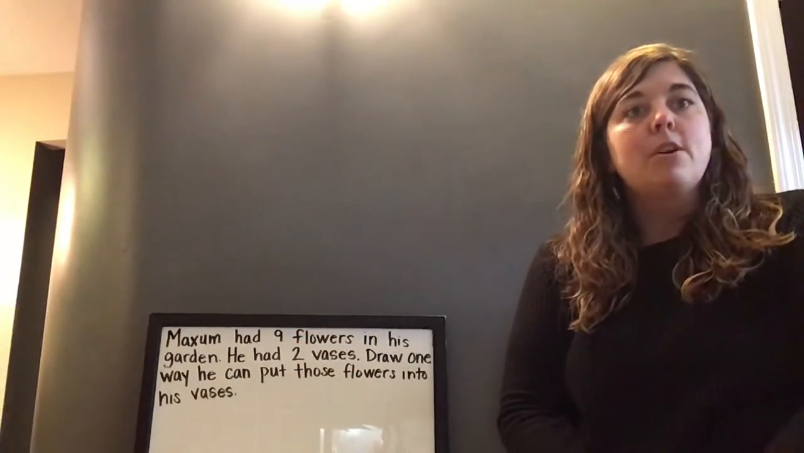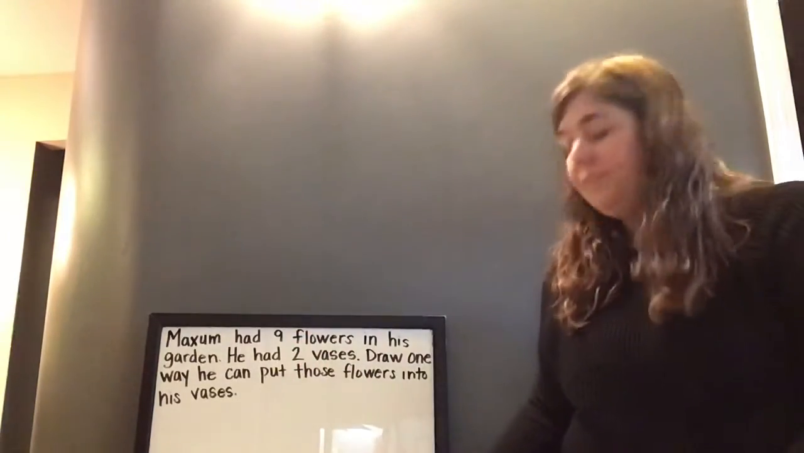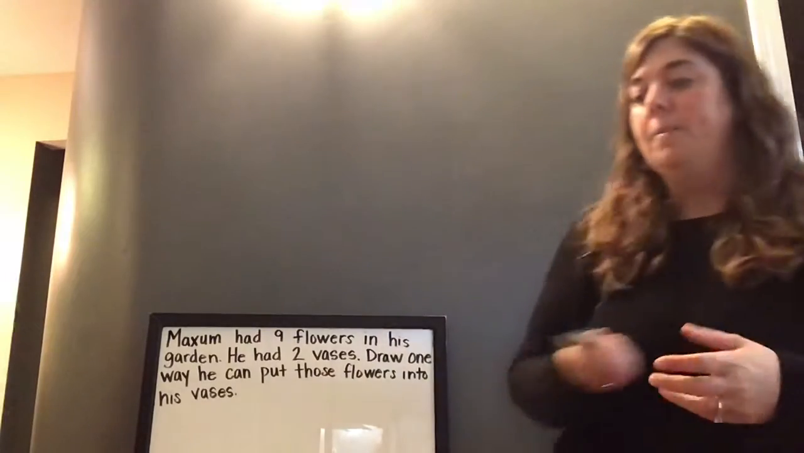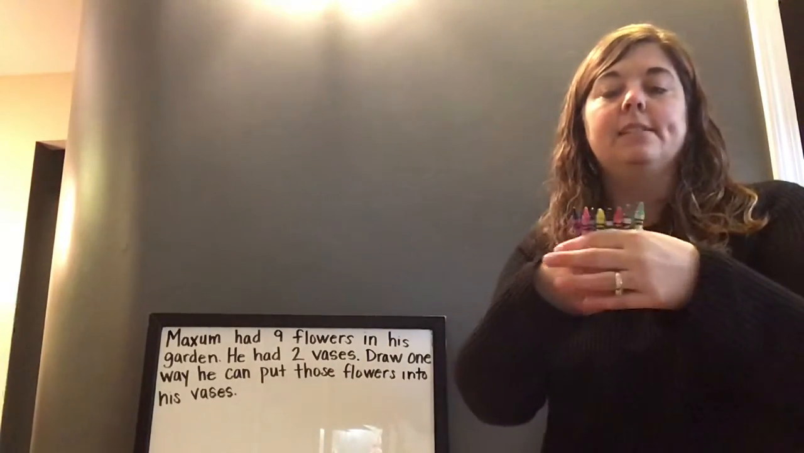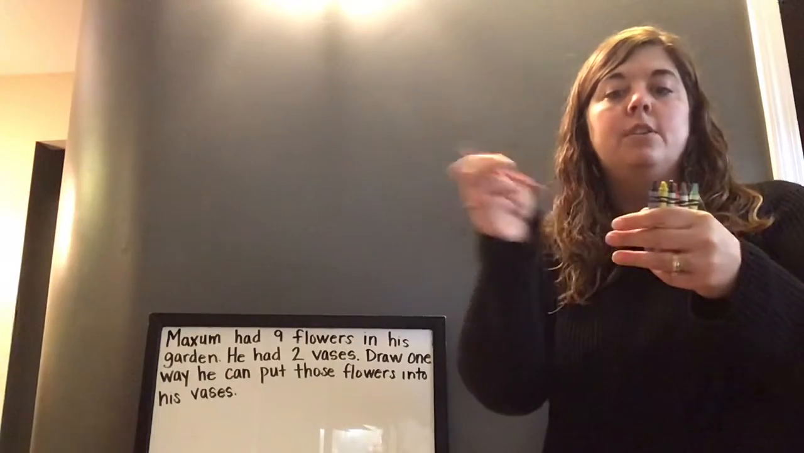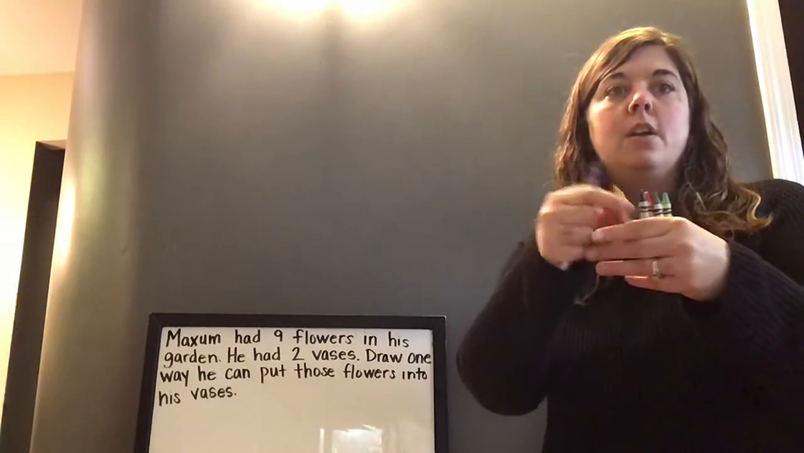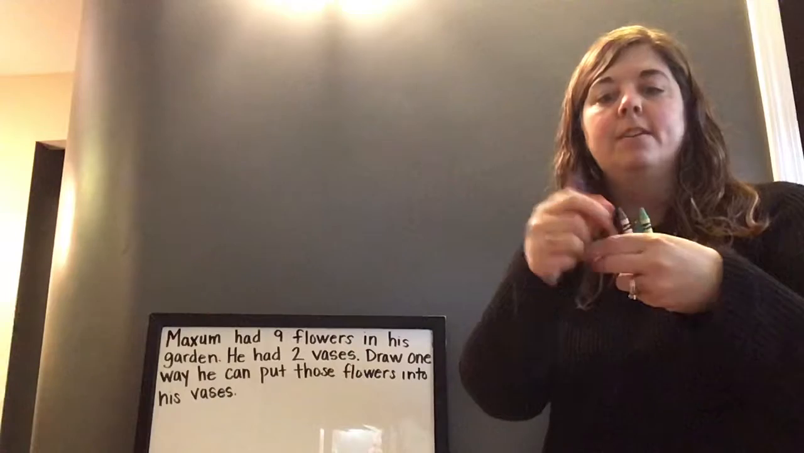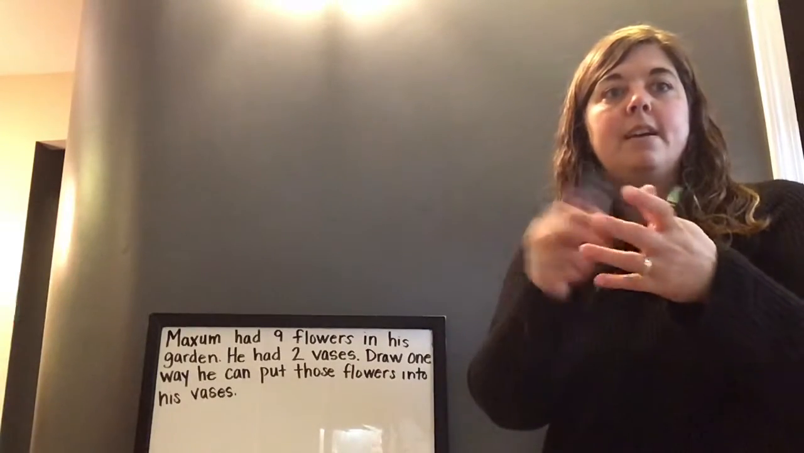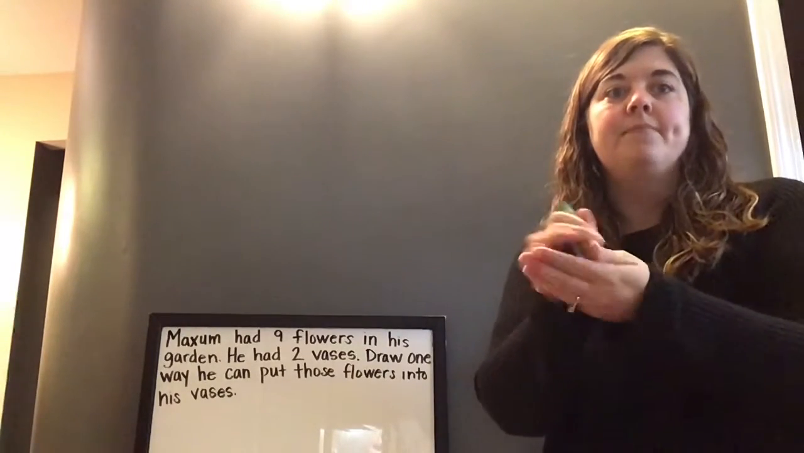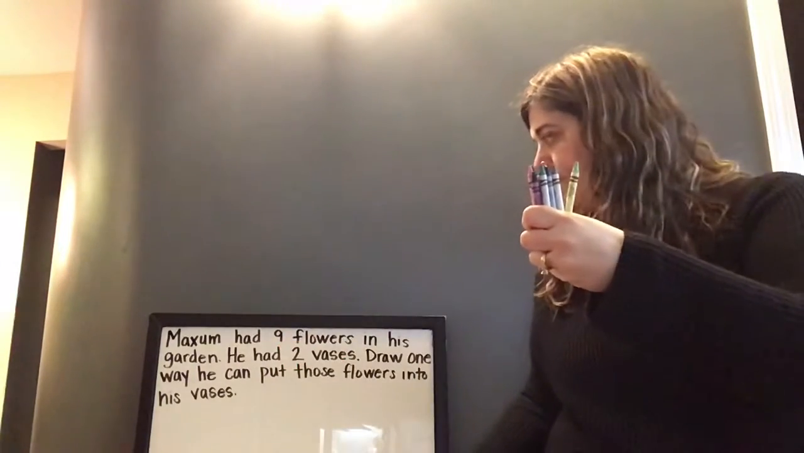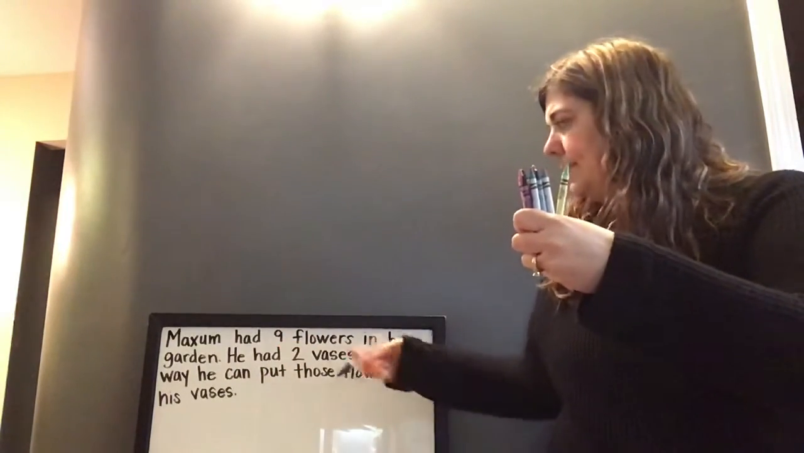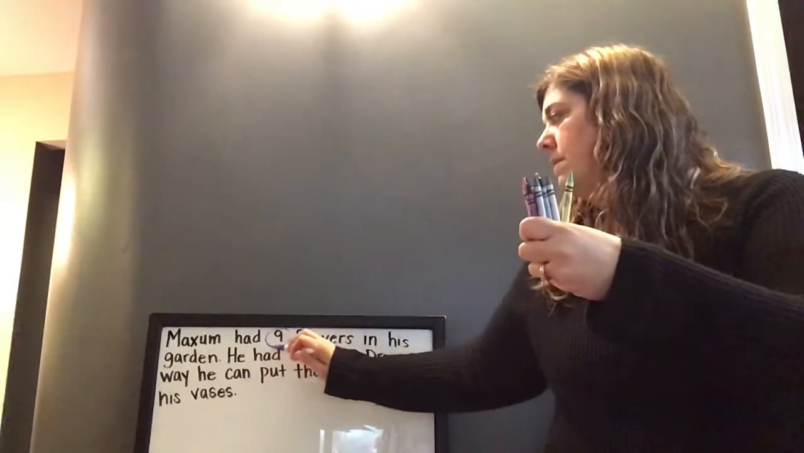So we need to think about our total of 9. I'm going to do a quick example. So if I have these crayons, and I have 9 crayons, I'm going to count them. 1, 2, 3, 4, 5, 6, 7, 8, and 9. And we're going to pretend these are Maxim's 9 flowers. So just circle that because that's our whole. Our whole is 9.